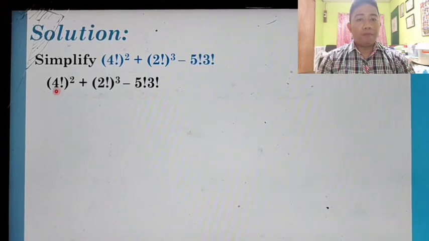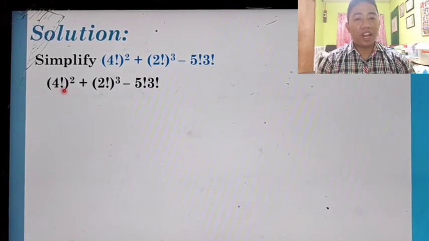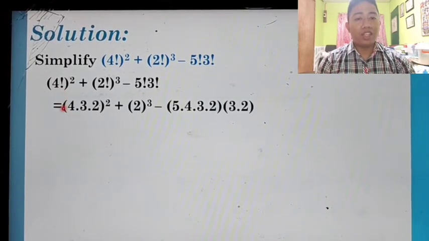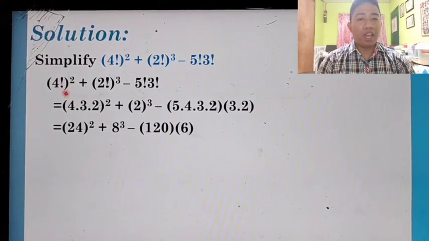So to simplify, let us apply first the PEMDAS rule. Let us begin with inside the parentheses. We simplify the factorials inside the parentheses of the first term. We know that 4 factorial is 4 times 3 times 2 times 1, 2 factorial is 2 times 1 or 2, 5 factorial is 5 times 4 times 3 times 2, and 3 factorial is 3 times 2. Then we simplify their products. So 4 factorial is 24 squared, plus 2 factorial cubed, 2 cubed, which is 8 cubed.